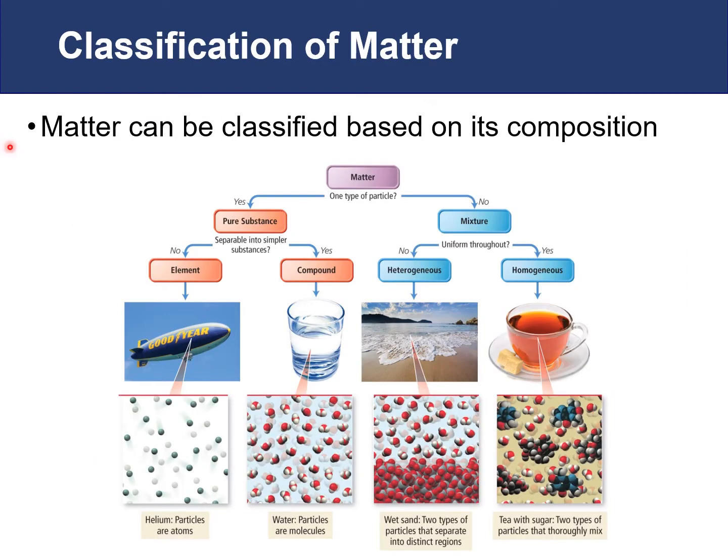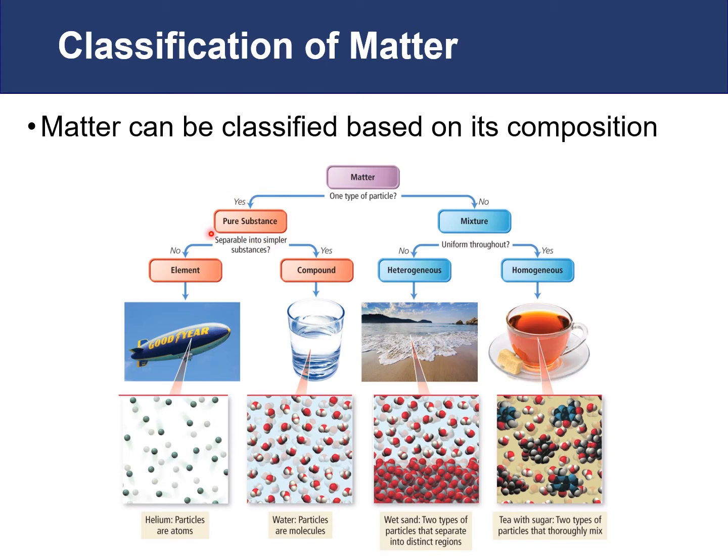In addition to the physical form that we find matter in, matter can also be classified based on its composition. So if we have some matter that we want to classify, we can ask ourselves several questions. The first is, is there only one type of particle in the container? If the answer is yes, then it is a pure substance.